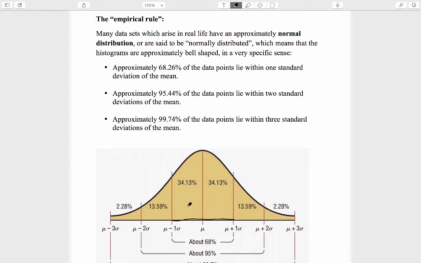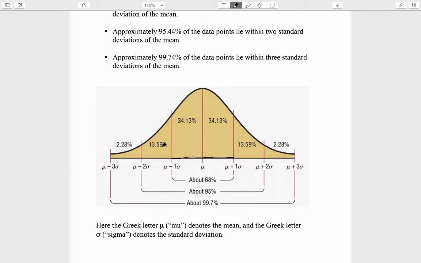In general, when we talk about normally distributed data, we are talking about a data set that is symmetric in this sense. Similarly, with 13.59% of the data more than 1 standard deviation below the mean, but not quite 2 standard deviations below the mean, if you've got 13.59% of the data living in this range right here, then you've got another 13.59% of the data living in this range here, somewhere between 1 standard deviation above the mean and 2 standard deviations above the mean.